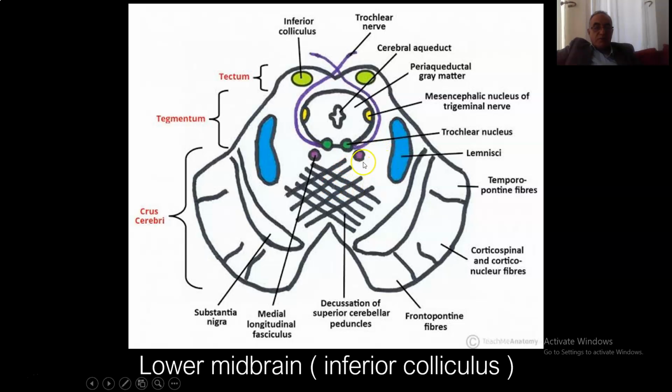And we have the lemnisci, almost more or less in the midline, and the medial longitudinal bundle. Also we have the mesencephalic nucleus of the trigeminal. So again, the cerebral peduncles, crus cerebri, temporopontine, frontopontine, corticospinal, and corticobulbar. We have the decussation of the superior cerebellar peduncle, the substantia nigra, the lemnisci, and the trochlear nerve, where fibers cross in the superior medullary velum to the opposite side. We have the inferior colliculi, and we have the aqueduct and the mesencephalic nucleus on either side of the aqueduct.